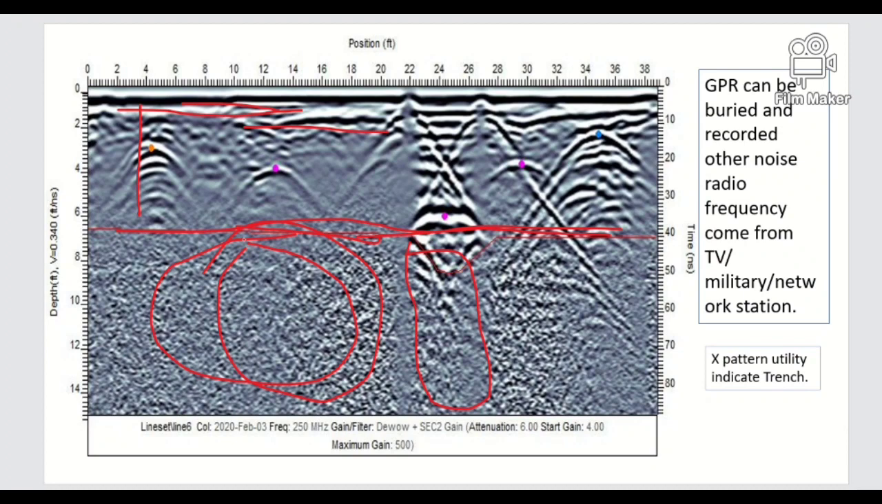So we have to be alert if any other frequencies are coming from any other station, and we should also determine it.